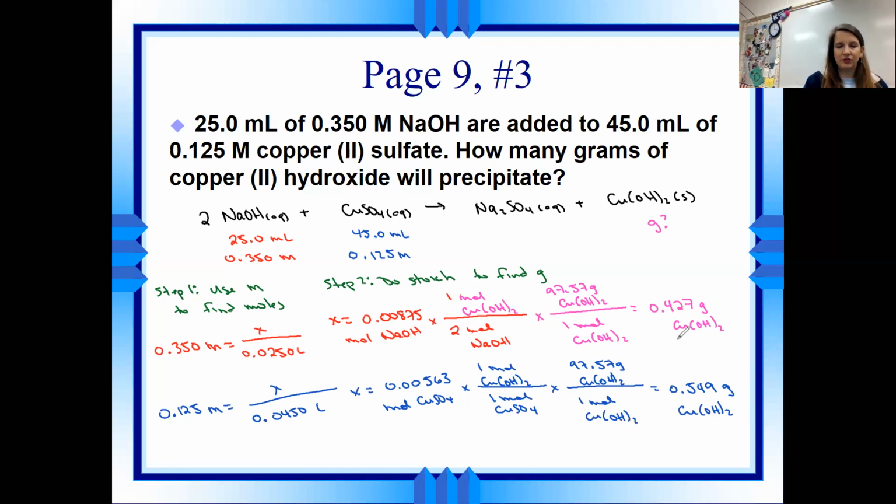So remember, I compare these 2 values to figure out which one is my limiting. Whichever one produces the least ends up being my answer for this, okay?